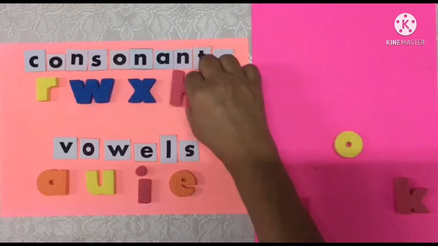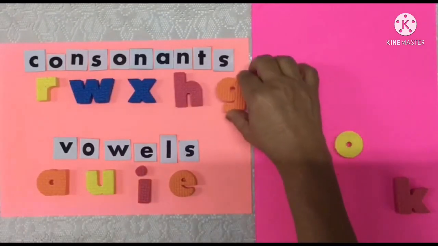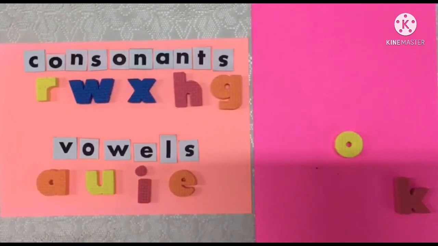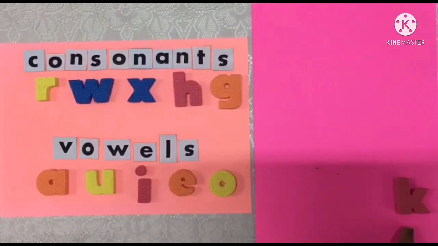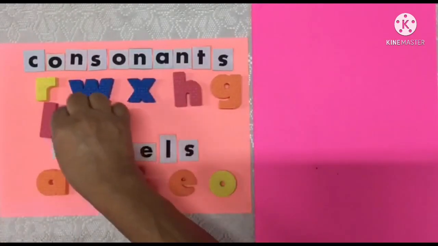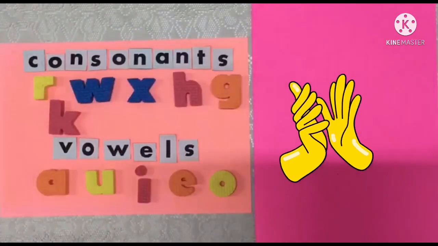Consonant. What about the letter G? Is it a vowel or a consonant? Consonant. What about the letter O? Vowel. And what letter is this? K. So is K a consonant or a vowel? A consonant. Now well done, children.